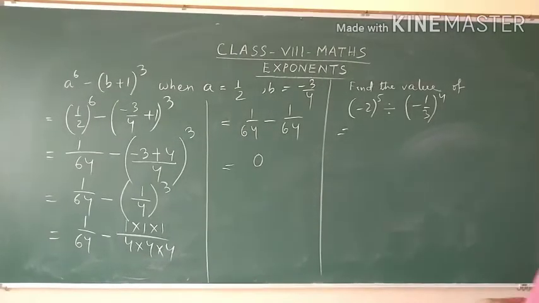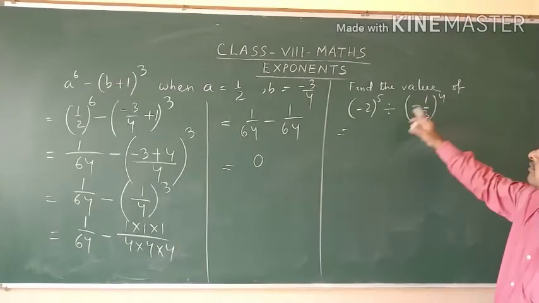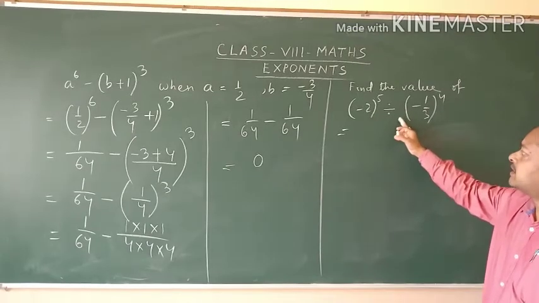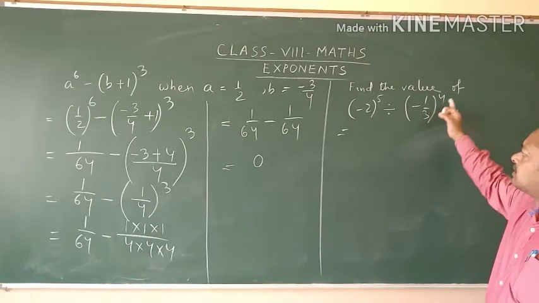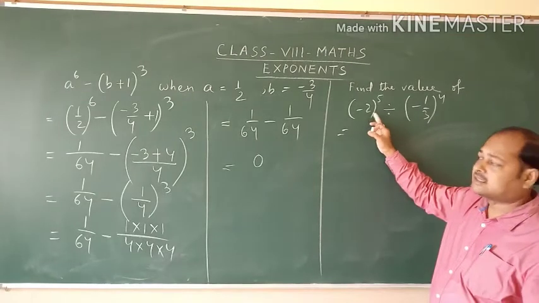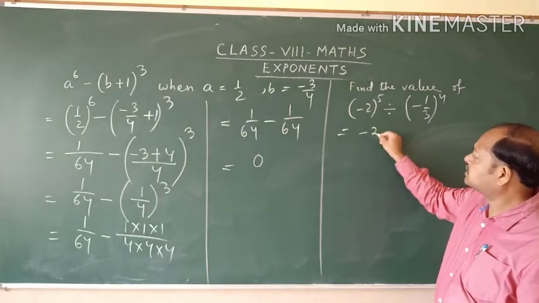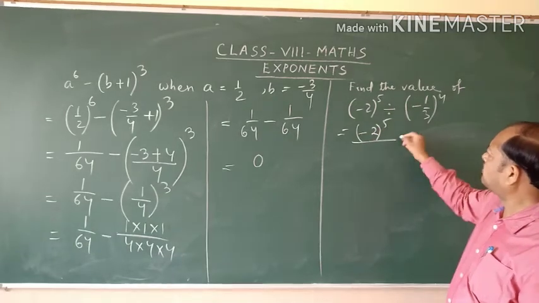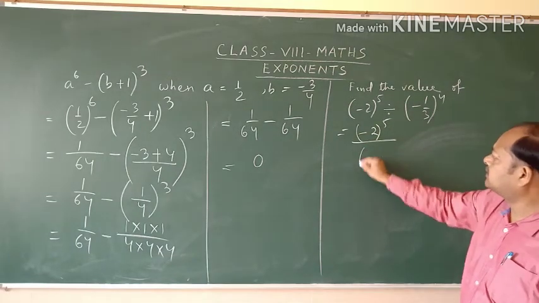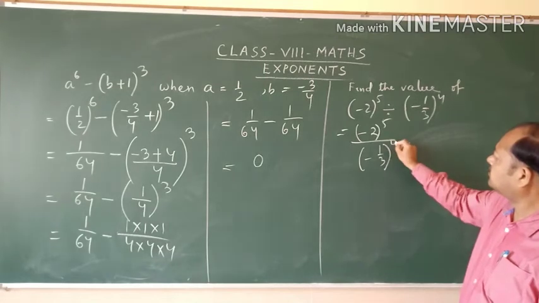Now let's solve one more question. Find the value of minus 2 to the power 5 divided by minus 1 upon 3 to the power 4. So here it is written that the power is 5 here. We can write minus 2 to the power 5 upon minus 1 upon 3 to the power 4.